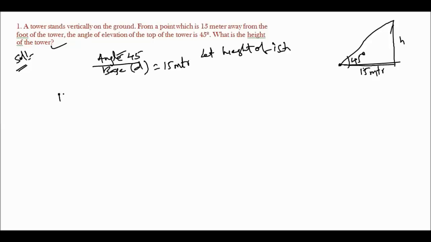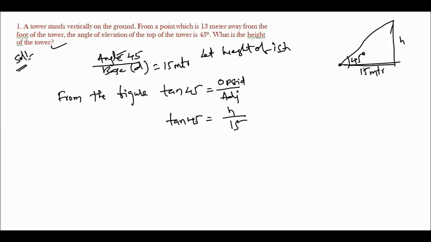From the figure, tan 45 is equal to opposite side divided by adjacent side. The opposite side is the height h, and the adjacent is 15 meters. The value of tan 45 is 1. So 1 is equal to h by 15, so 15 is equal to h. So 15 meters is the height of the tower.